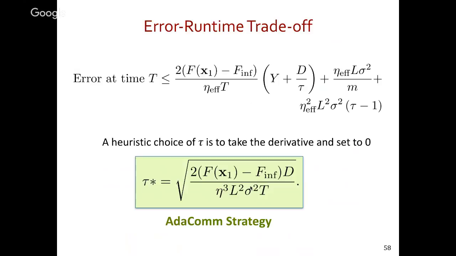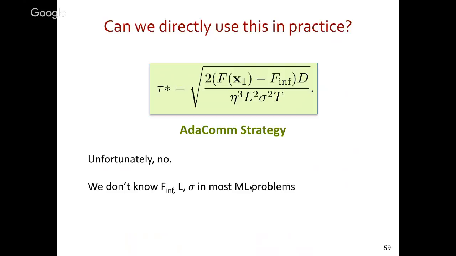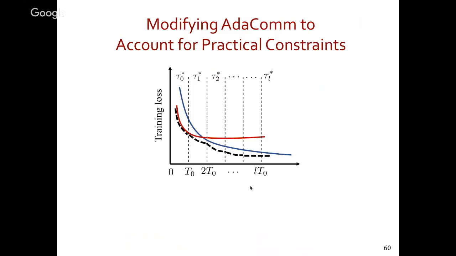But this update rule, which decreases with tau, cannot be directly used in practice because many of these parameters that we have in this expression, such as L, the Lipschitz constant, sigma, the variance of the gradients, and so on, are not known in many machine learning problems. So we change this update rule slightly and create these intervals of time and decide to switch tau only at that interval. So we do not change tau at every instant of time, but we change it after every few iterations.